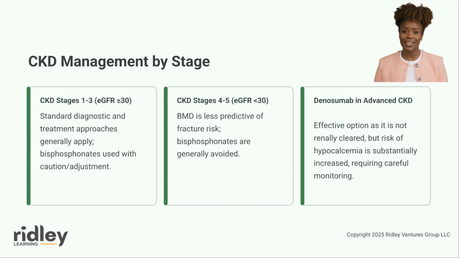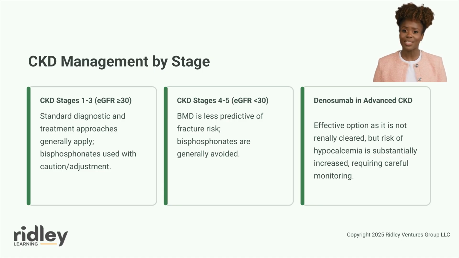For patients with CKD stages 1 through 3, meaning estimated glomerular filtration rate of 30 milliliters per minute or higher, standard osteoporosis diagnostic and treatment approaches generally apply. DXA-measured BMD retains predictive value for fracture risk, and approved osteoporosis medications demonstrate efficacy. Bisphosphonates, denosumab, and anabolic agents have been studied in patients with mild to moderate CKD and appear effective.